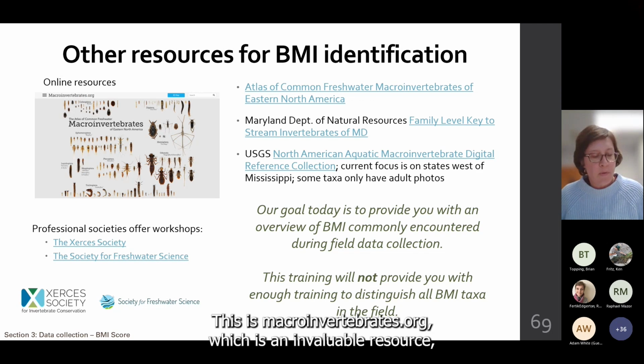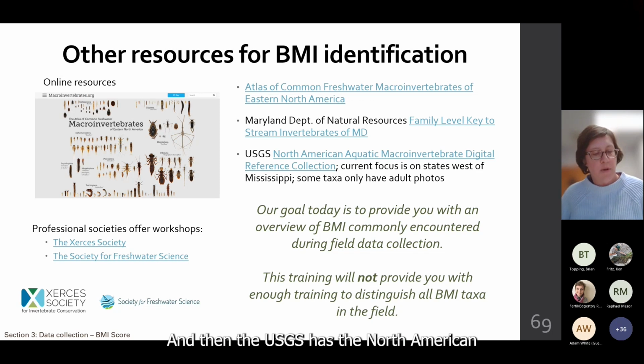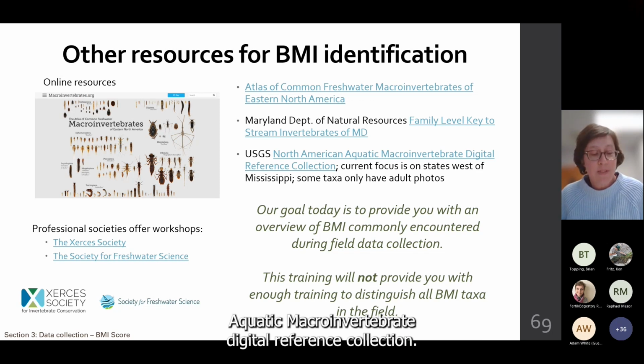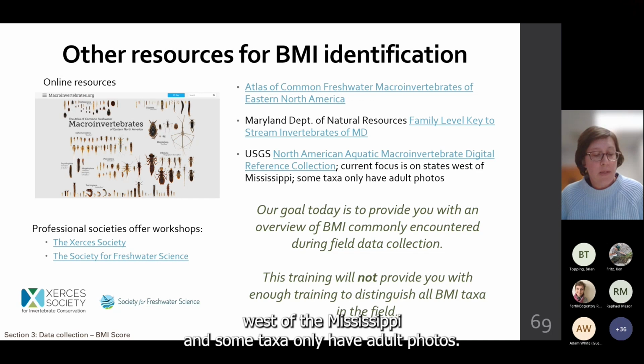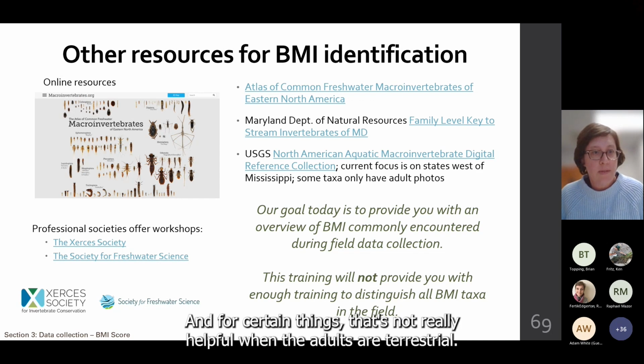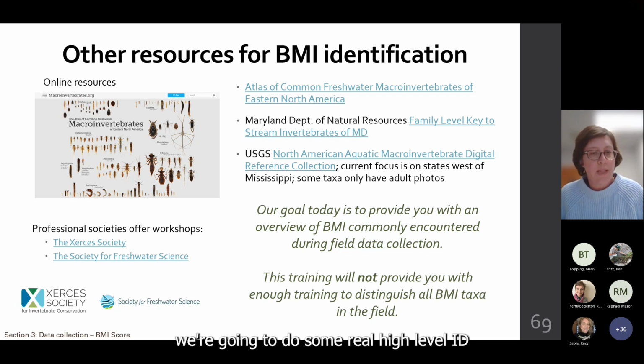Other resources for BMI identification, a big one is the Atlas of Common Freshwater Macroinvertebrates of Eastern North America. This is macroinvertebrates.org, which is an invaluable resource, and it also has a phone app now called Pocket Macros, which is pretty neat. And then the USGS has the North American Aquatic Macroinvertebrate Digital Reference Collection. The current focus is on states west of the Mississippi, and some taxa only have adult photos, and for certain things, that's not really helpful when the adults are terrestrial.